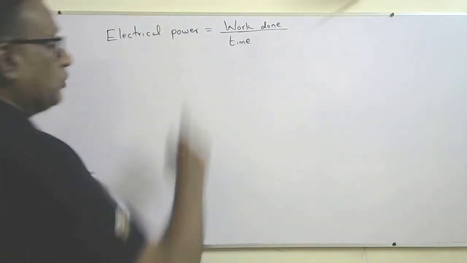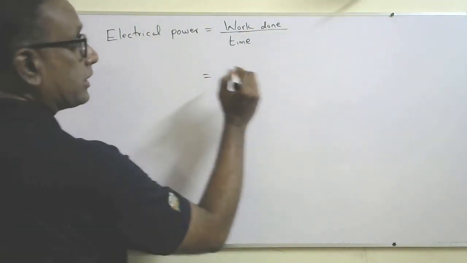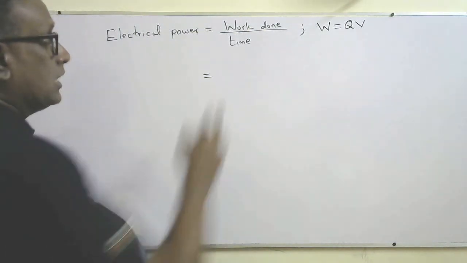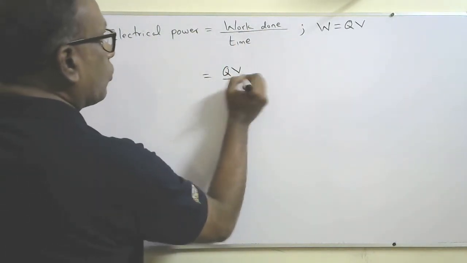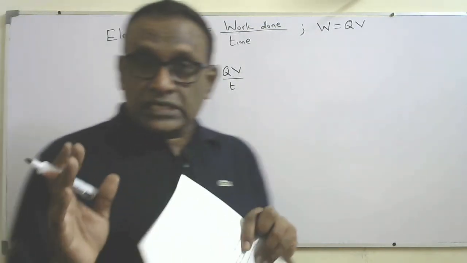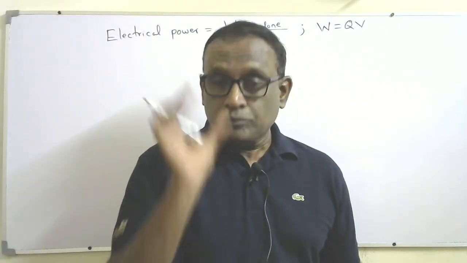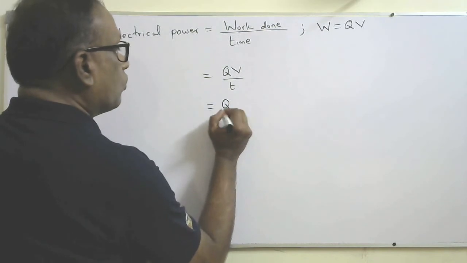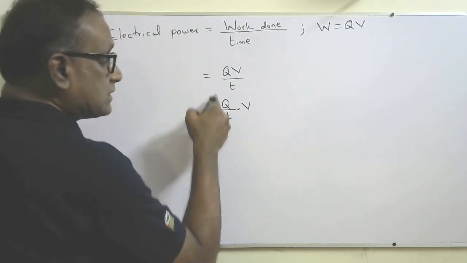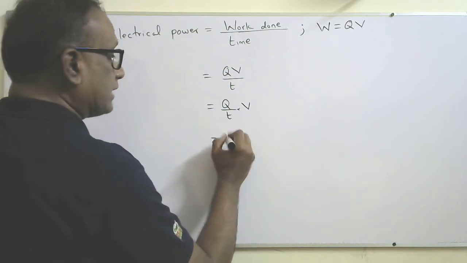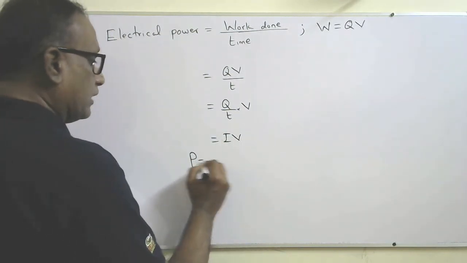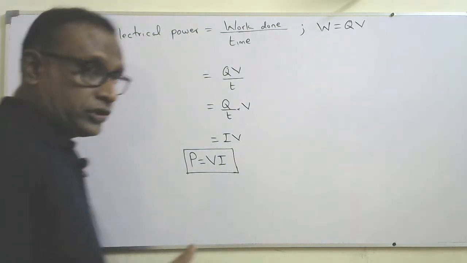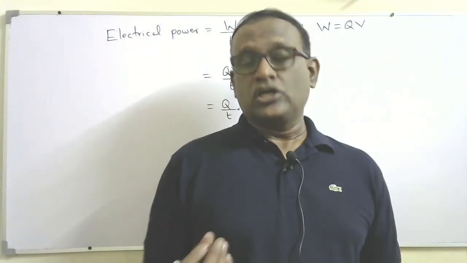So total electrical power dissipated by a component is given by work done over time. Work done is W equal QV. We learned that in this lesson. So instead of work done, I can write QV over T, where Q is the amount of charge flown through the component, V is the potential difference across the component, divided by time. This I can write Q over T into V. That is charge flown per unit time, that is current, I. That is power equal V times I, the first equation.